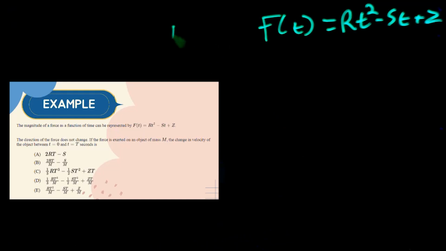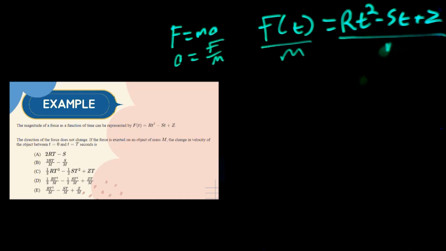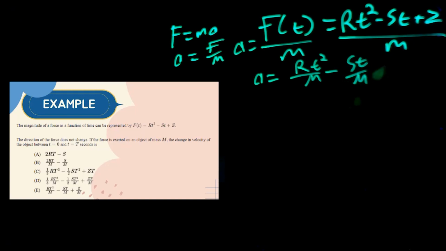So this force equals mass times acceleration. So we're trying to get to this acceleration graph. So this acceleration is equal to the force divided by the mass. So we are going to do this, and that will be equal to our acceleration. So the acceleration is equal to r t squared over m minus s t over m plus z over m. So in order to find the change in velocity, you need to integrate this. So we're going to integrate this side, integrate that side, and you get this velocity. Right, we want the limits to be from 0 to t.